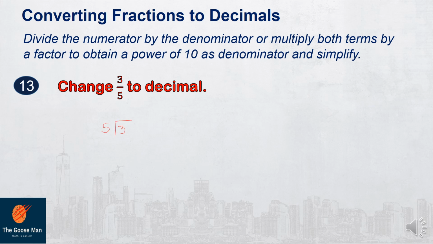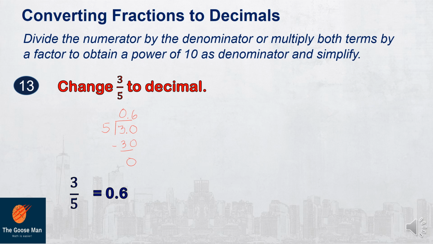But I cannot get 5s in 3, so I'll write here 0. Then decimal point, and I put another 0 here. So 30 now divided by 5 is equal to 6. Do not forget the decimal point. So therefore, 6 times 5 is equal to 30. Subtract, so 0. So 3 over 5 now is the same as 0.6 or 6 tenths.